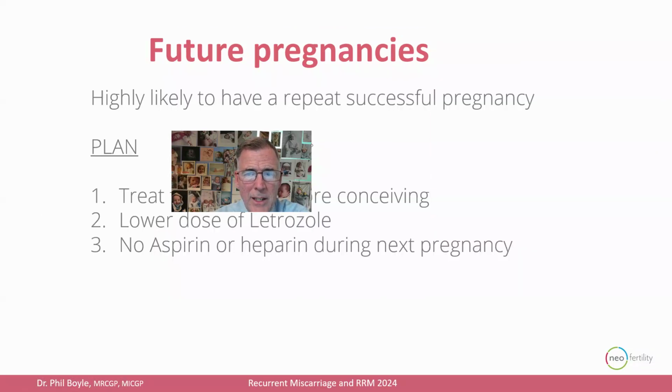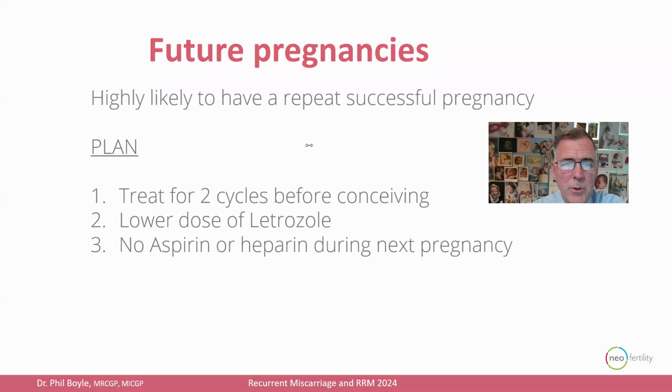And that's it. We're highly likely to help them get a repeat successful pregnancy. And our plan is you treat for 2 cycles before you get pregnant. And the analogy that I use is, well, before you build a house, you lay a solid foundation. And that's what I would tell these couples to do. So lay your foundation and then you build. And we can do this repeatedly.